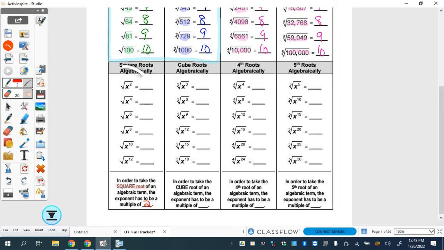So looking at our first example, x squared, the square root of that, I would divide my 2 by 2, so I get x to the first. So when I take the square root of x to the fourth, 4 divided by 2 is going to give me x squared. The square root of x to the sixth would be x to the third. What do you think square root of x to the eighth is? 4. And then x to the 5th, and then to the sixth. Good job.